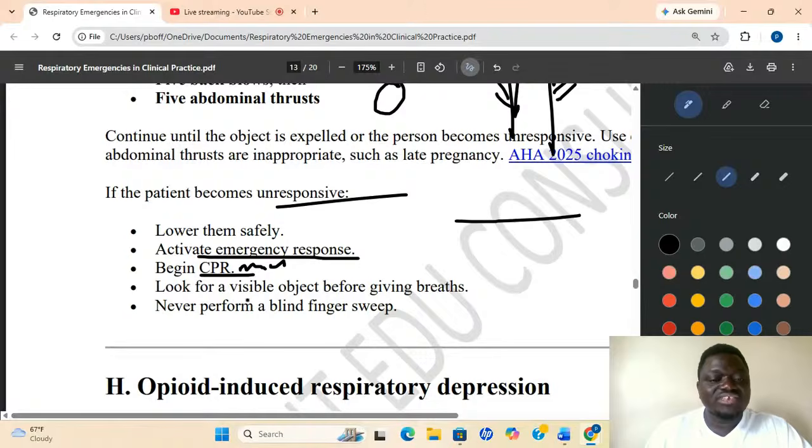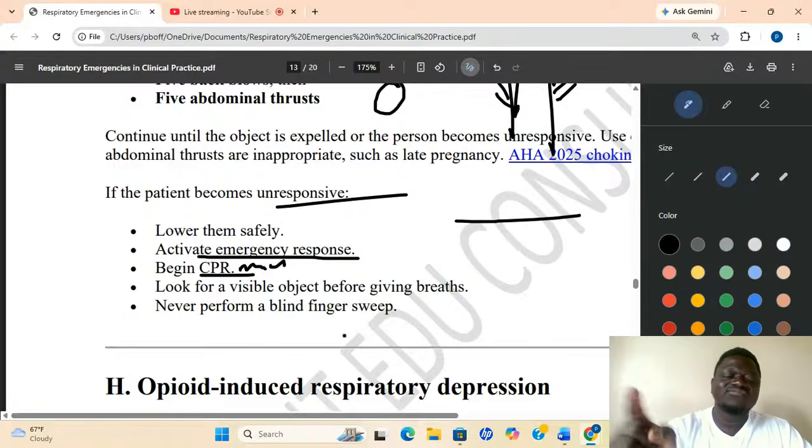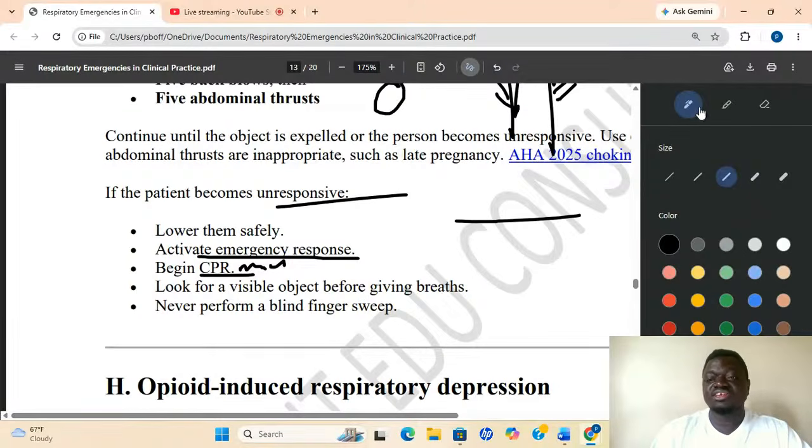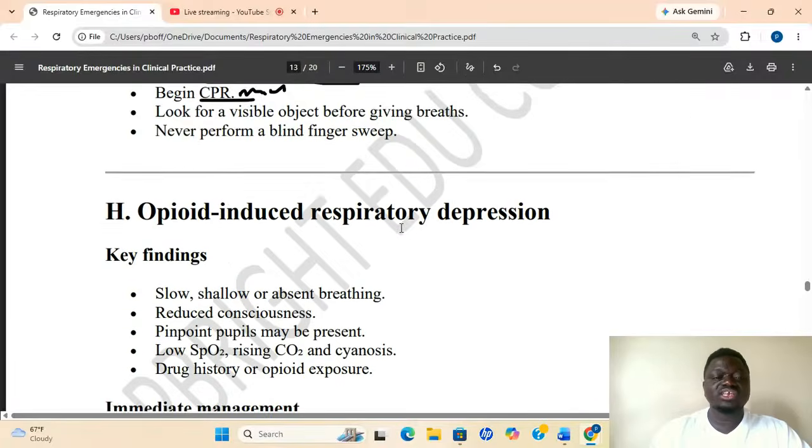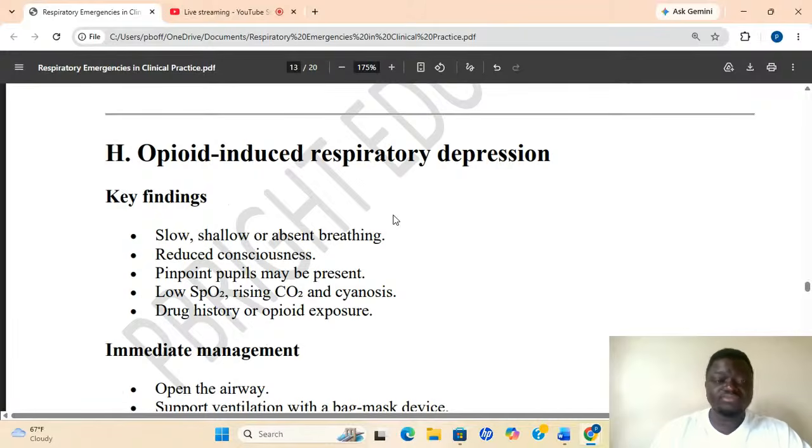You look for a visible object before giving rescue breaths. And never perform a blind finger sweep. Never put your hands in any patient's mouth. Those of you who work in care homes, who go and give medication to people and put it in their mouth. Okay. Opioid.